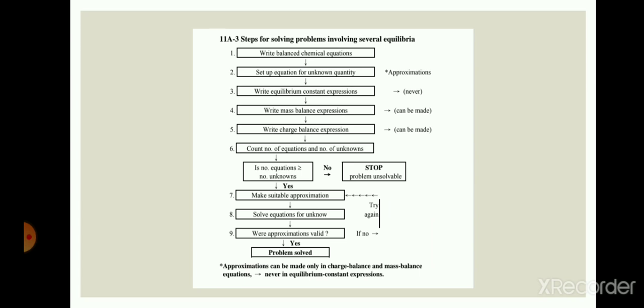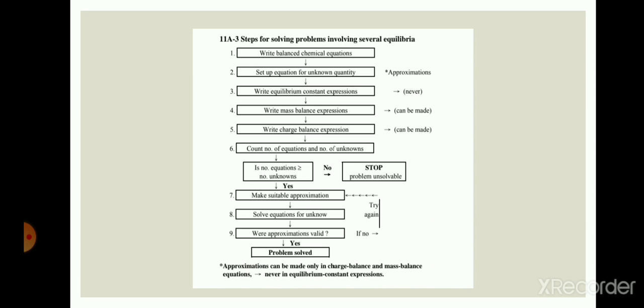So here are the steps for solving problems involving several equilibria. First, we have to write the balanced chemical equations. We have done that, just like what I said earlier. Then set up an equation for a known quantity, write equilibrium constant expressions, write mass balance expressions, write charge balance expressions, and count the number of equations and the number of unknowns.